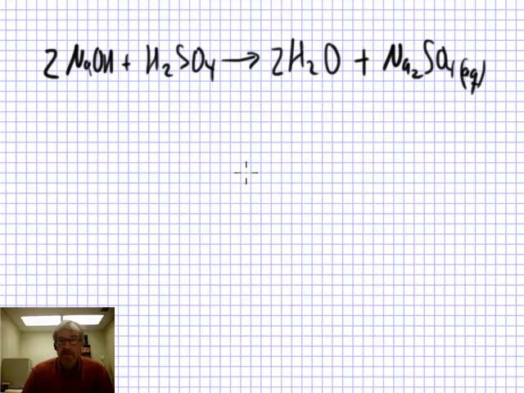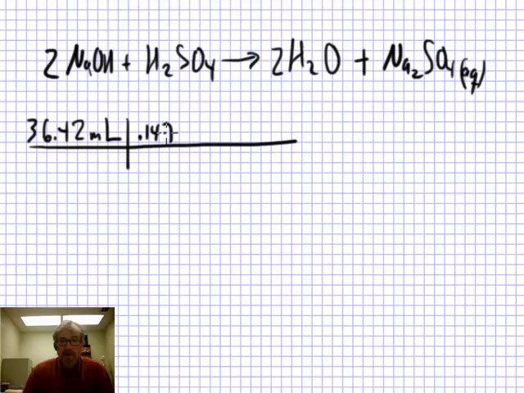What can I do with the information that I have? Well, I know that 36.42 milliliters of my solution reacted. Here's what else I know. I know that there were 0.147 moles of NaOH in every liter of solution. Now what I'm going to do here is I'm going to leave the milli part there and just allow the liters to cancel. So now I have millimoles of NaOH.